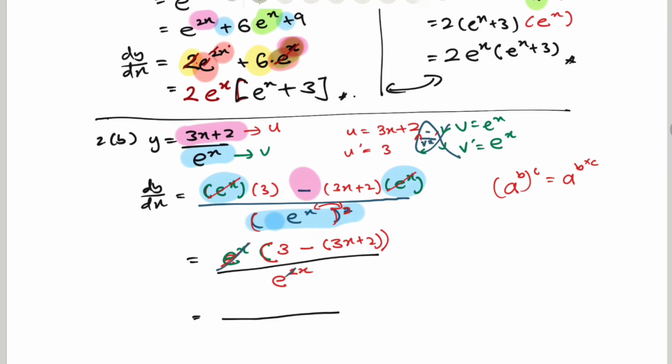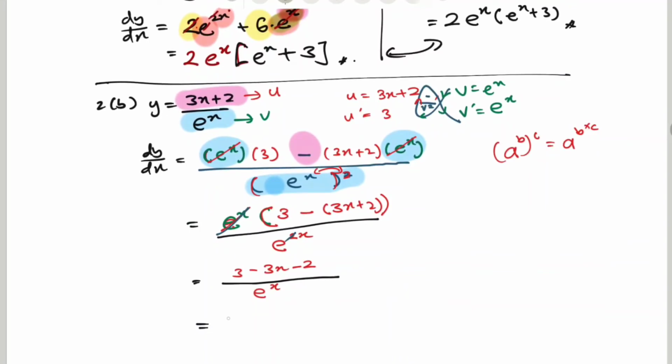Next, at the numerator, I can open the parentheses. And at the denominator, it's just e to the power of x. 3 minus 2 at the numerator is 1 minus 3x over e to the power of x. And that's our final answer.